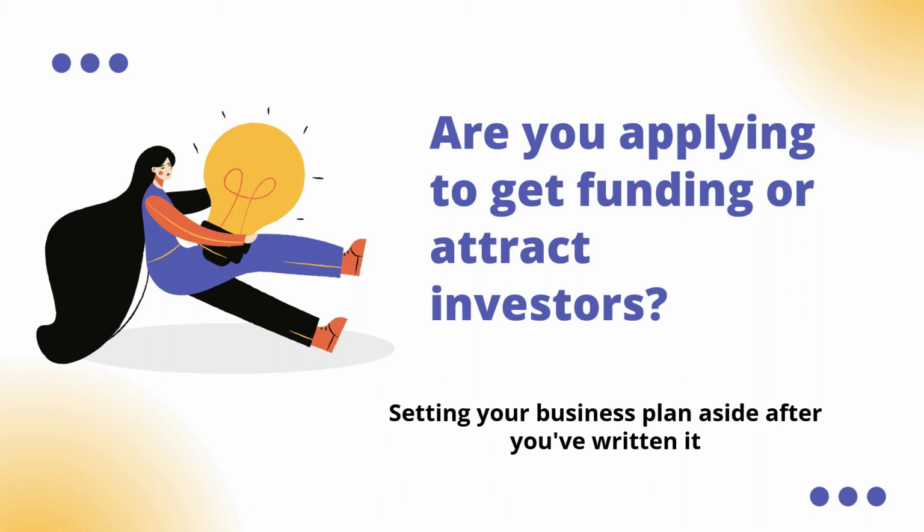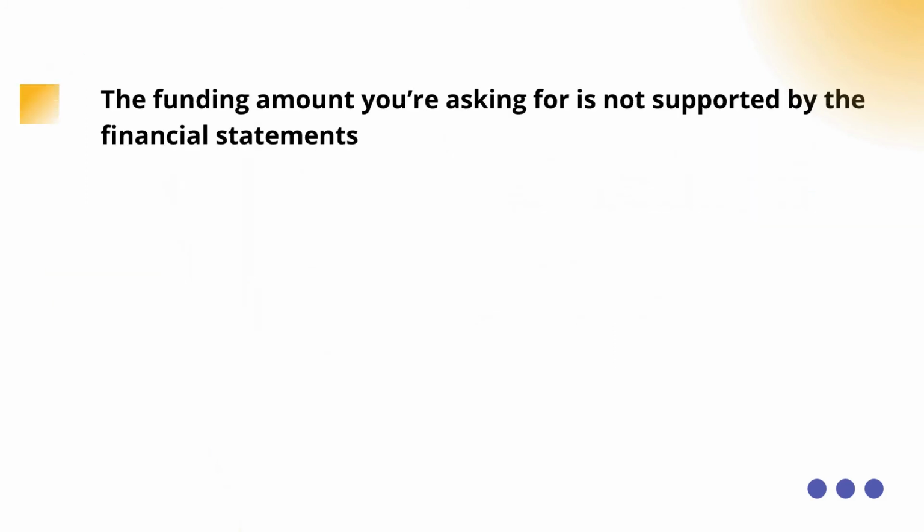So let's talk about the mistakes that you make on the funding side of the business plan. The funding amount that you are asking for is not supported by the financial statements. What do I mean by that? For example, you are asking the financial institution or the investor to give you $100,000 of funding, but that $100,000 is not supported by any of the financial statements that you presented. For example, your startup costs are way lower than $100,000. Let's say you only need $30,000 to start, and your working capital that you are showing on your financial statement is only $50,000. So you are showing that you need $80,000, but you're asking for $100,000. So those numbers really need to be consistent.